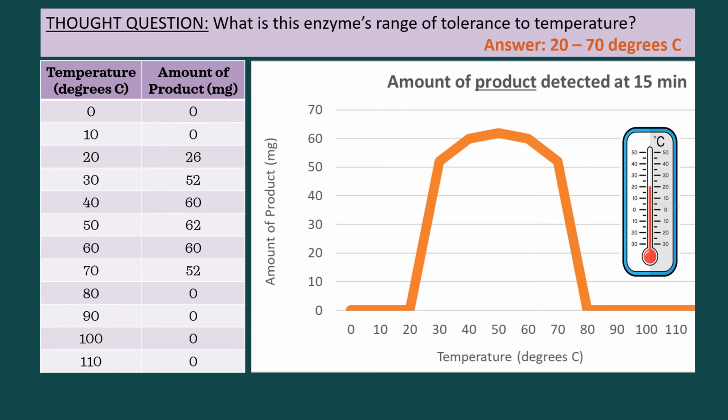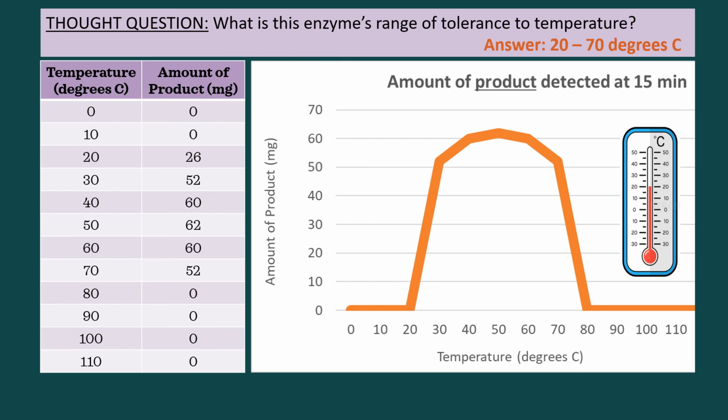The enzyme appeared to be functioning between the temperatures 20 and 70 degrees Celsius. So that's this enzyme's range of tolerance to temperature. It seemed to function optimally at temperature 50 degrees Celsius. That's the peak of the graph. But its entire range of tolerance is wider than that optimal point.